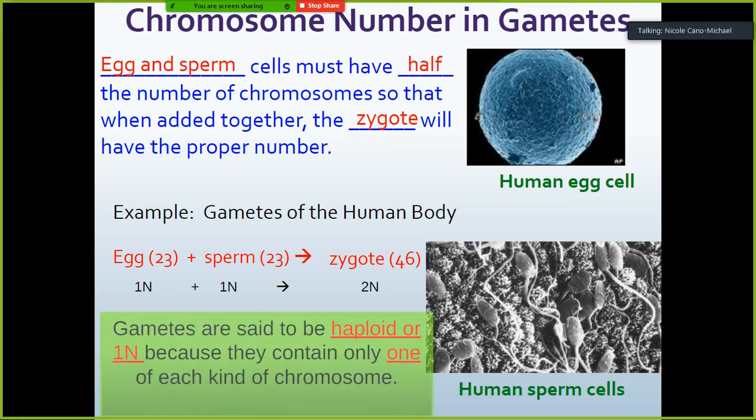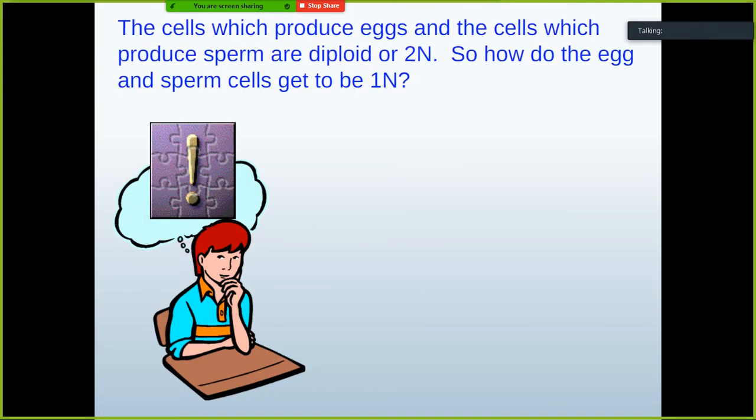All right. Gametes are haploid cells. So this egg and sperm, these are haploid cells. Haploid cells sometimes are called 1N cells. Sometimes they're called sex cells because they only contain one of each type of chromosome. All right, so if the cells that produce eggs and the cells that produce sperm are diploid, how on earth do I end up with an egg and a sperm that is only a 1N cell?